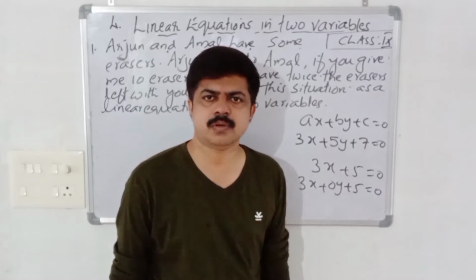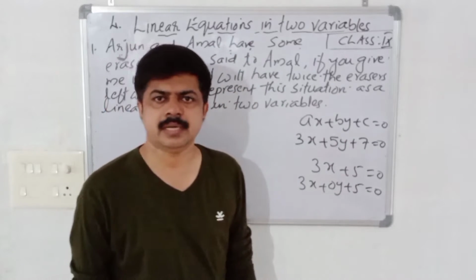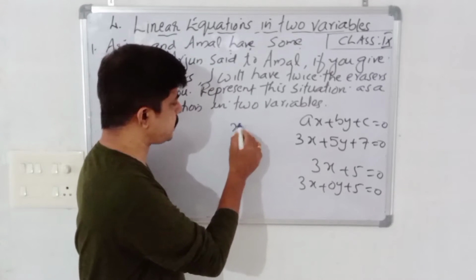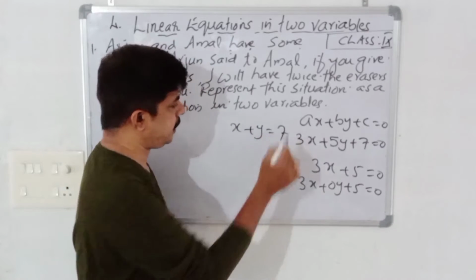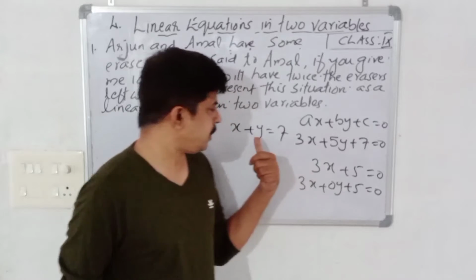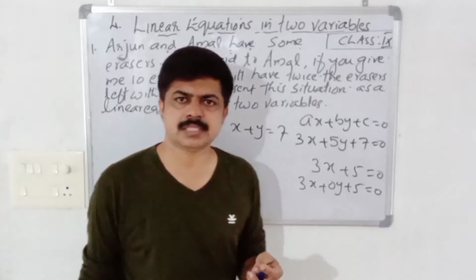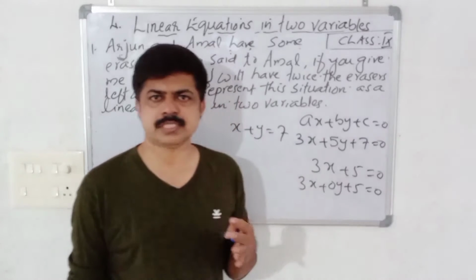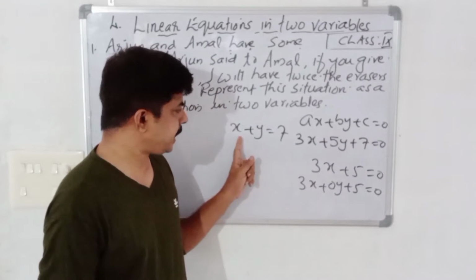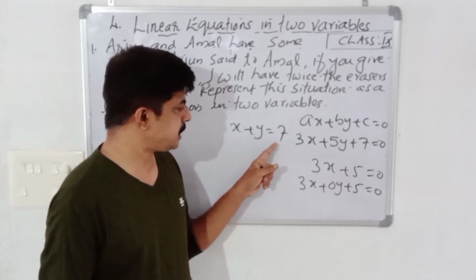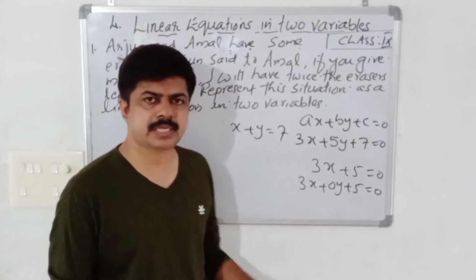Now what is the solution of the equation? How will you define a solution? Solution of the equation, just an example, x plus y is equal to 7. This is an equation in two variables, a linear equation in two variables. Now let us see what the solution is. A solution is a pair of values, one for x and one for y, which makes both sides of the equation equal.